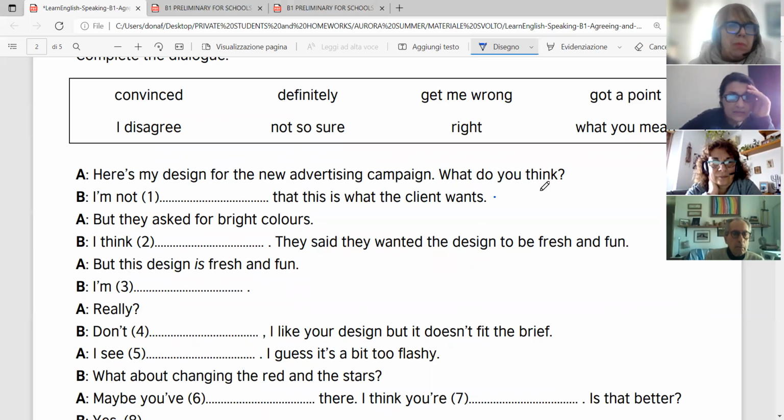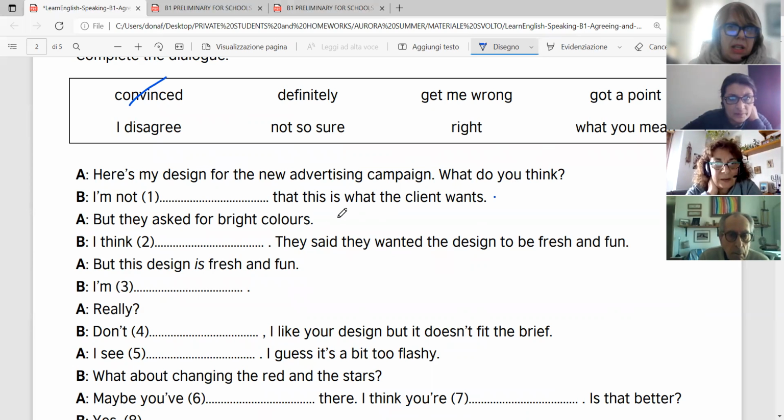Allora, here's my design for the new advertising campaign. What do you think? I'm not convinced that this is what the client wants. Okay, Anna. But they asked for bright colors.